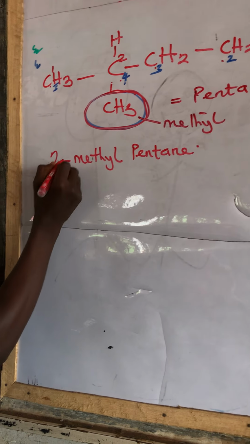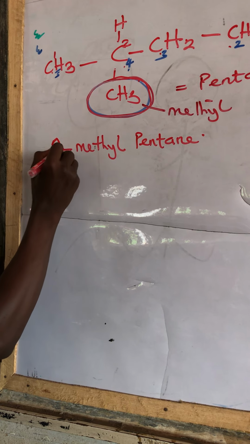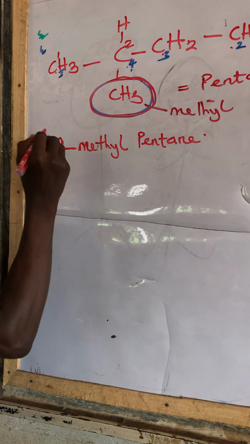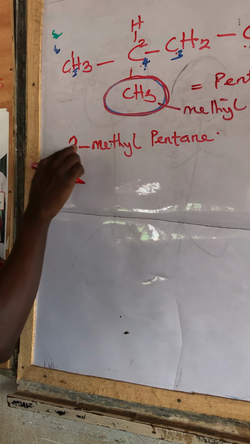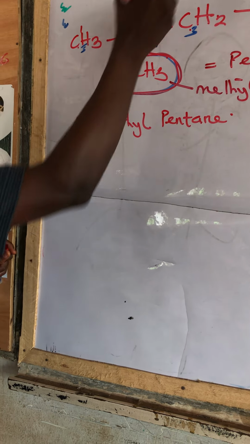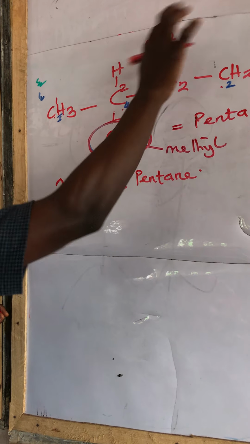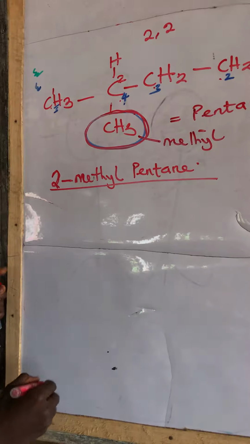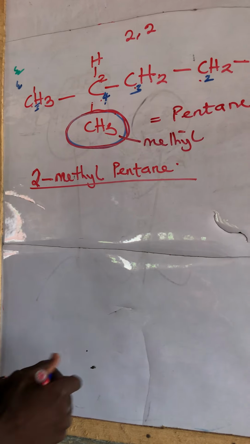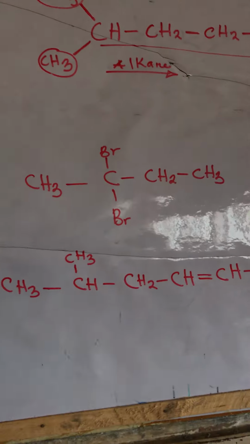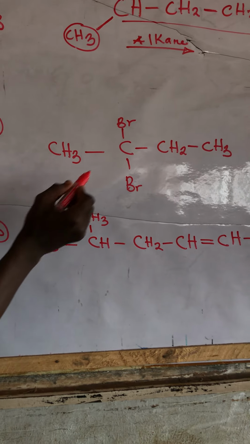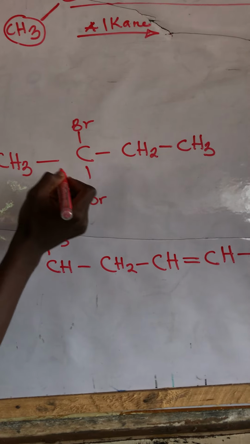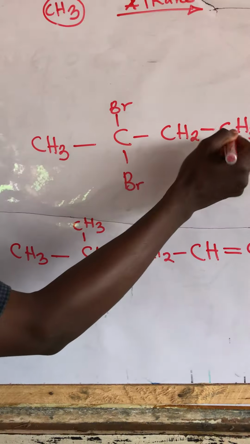Now, we need to take note that between a number and a letter, we use a dash, but between a number and a number, we use a comma, like 2,2. So our answer to the first question is 2-methylpentane.